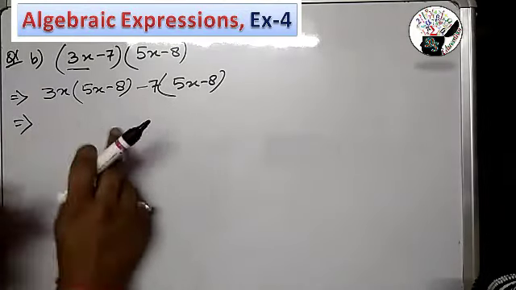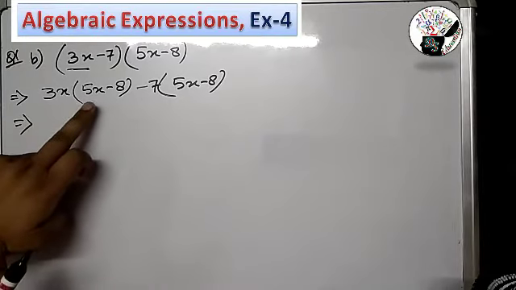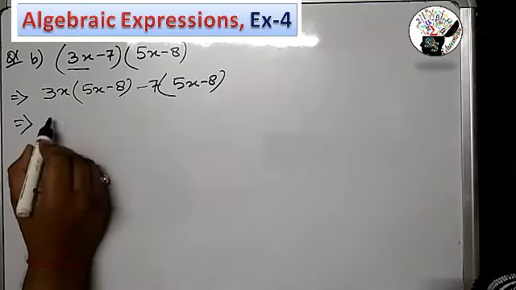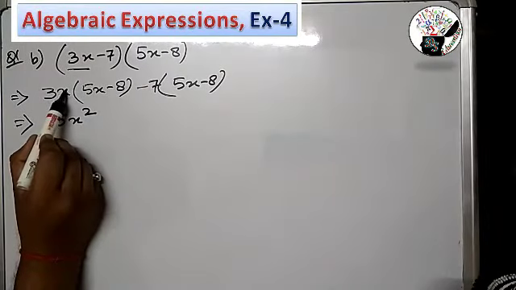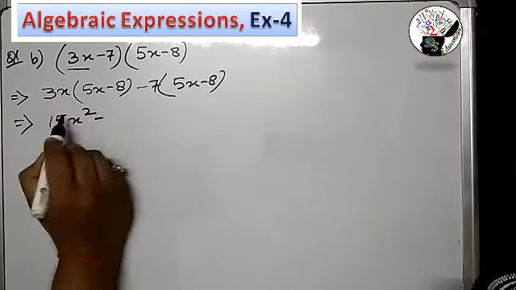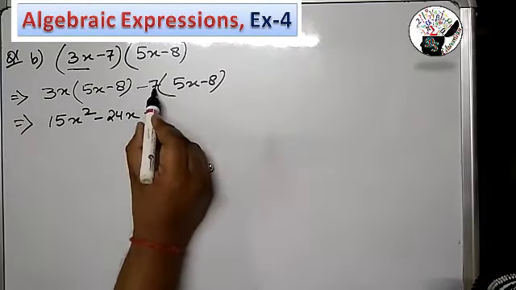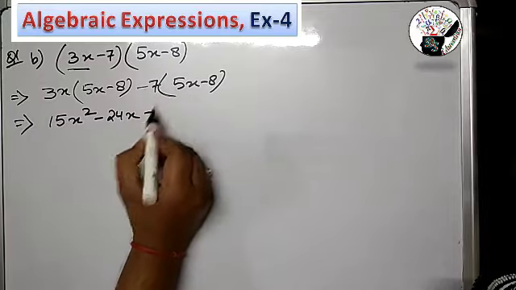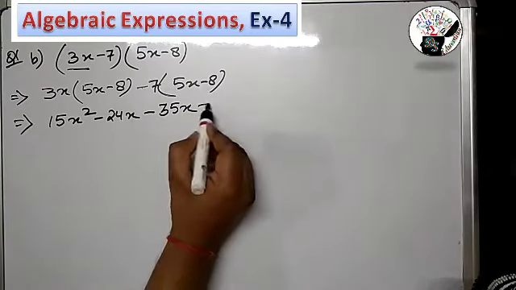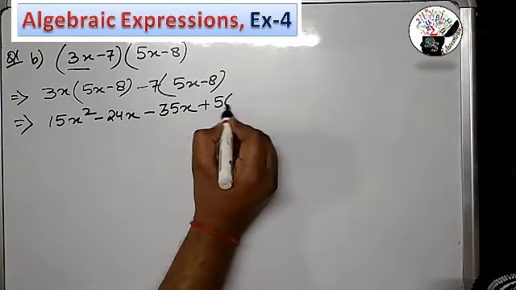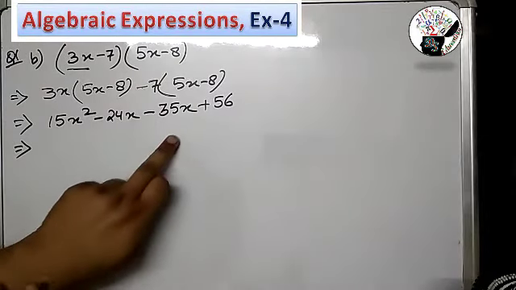Next step, what we will write now, again it became simple as we have done in the previous exercise. 3x has to be multiplied inside 5x minus 8. So what we will do, it will become 15x square, power of 1 over here and 1 over here, minus 8 3s are 24x, minus 7 5s are, it is minus over plus inside, so it will become minus 35x, and minus minus plus 8 7s are 56.